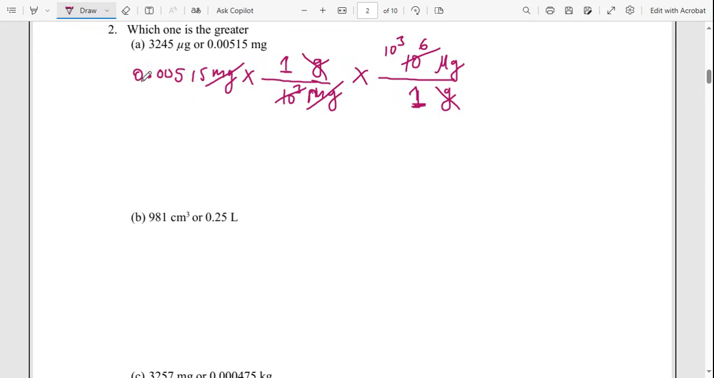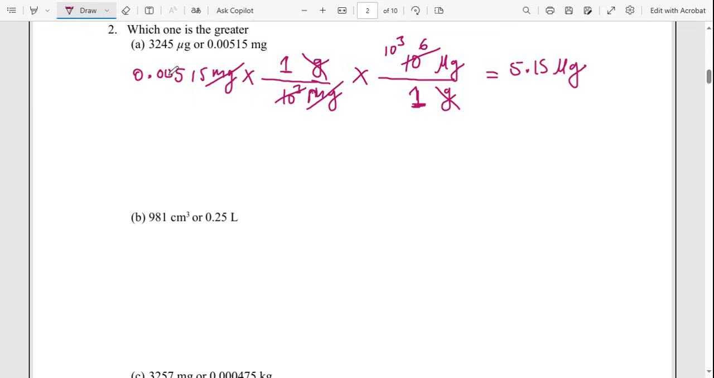That 1,000 will multiply with the 0.0051, so the decimal point will move 3 times: 1, 2, 3. So the answer is going to be 5.15 micrograms. So we are now comparing. This is the answer in micrograms, with 324 micrograms.